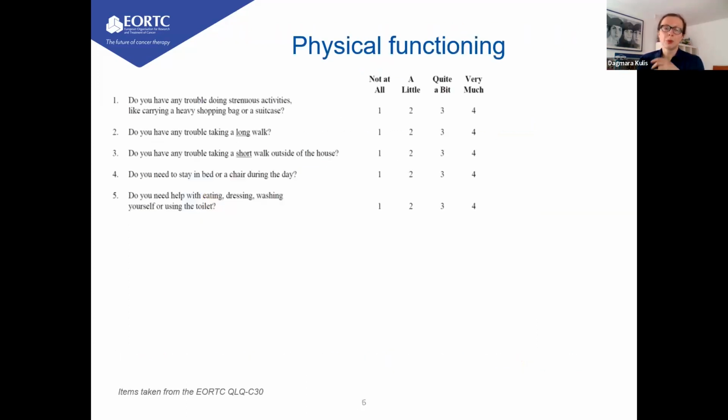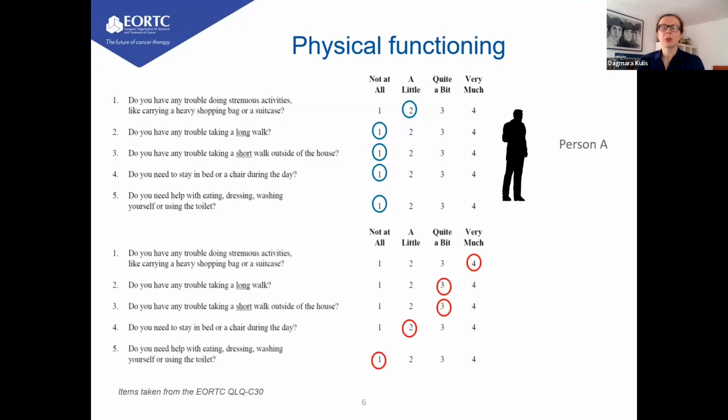Here is an example from the EURORDIS QOQ-C30, and we can imagine that we have a patient who has to report their physical functioning, and they answer like this. So they have just a little bit of trouble doing strenuous activities. They have no trouble walking. They have no need to stay in a chair during the day. They have no need to help them with activities of daily living. We can sort of say that's a relatively healthy, active person with a high physical functioning.